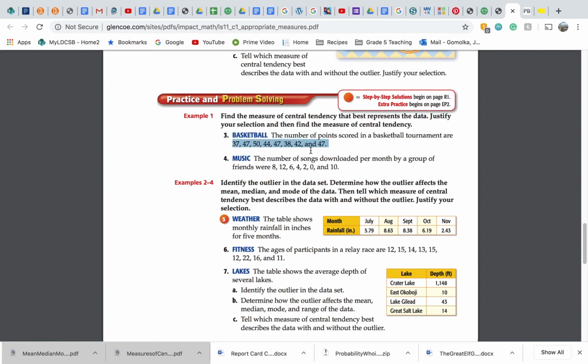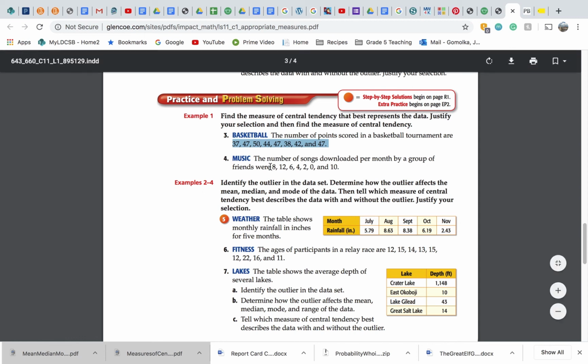So right off the bat, it doesn't look like there's any huge variations, so I know I don't have to use median. The numbers are pretty close together, so right off the bat, my mind is going toward mean. However, look at the numbers that repeat themselves. I have 3 47s out of a set of 1, 2, 3, 4, 5, 6, 7, 8 data points. In this case, because I have 3 numbers that repeat themselves and only 8 data points, the mode would make the most sense because there's so many repetitions of 47.